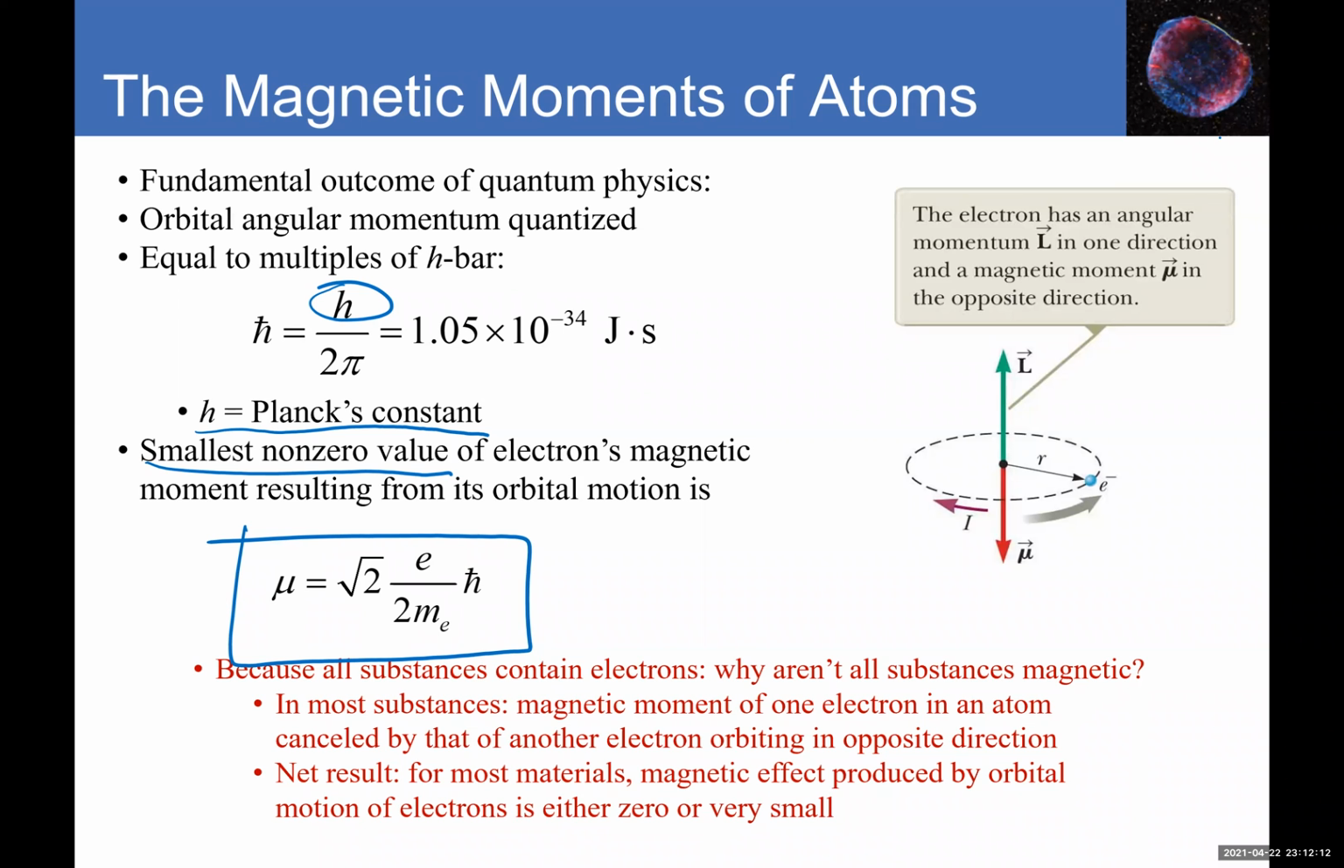Well, that's because there is a magnetic field or magnetic moment due to not just one but a lot of different electrons, some of them moving in the opposite direction, and the magnetic moment of one can be canceled by the magnetic moment of the other one. That's the case for most objects that are not magnetized. That means the magnetic moment of one electron is canceled by the magnetic moment of another electron.